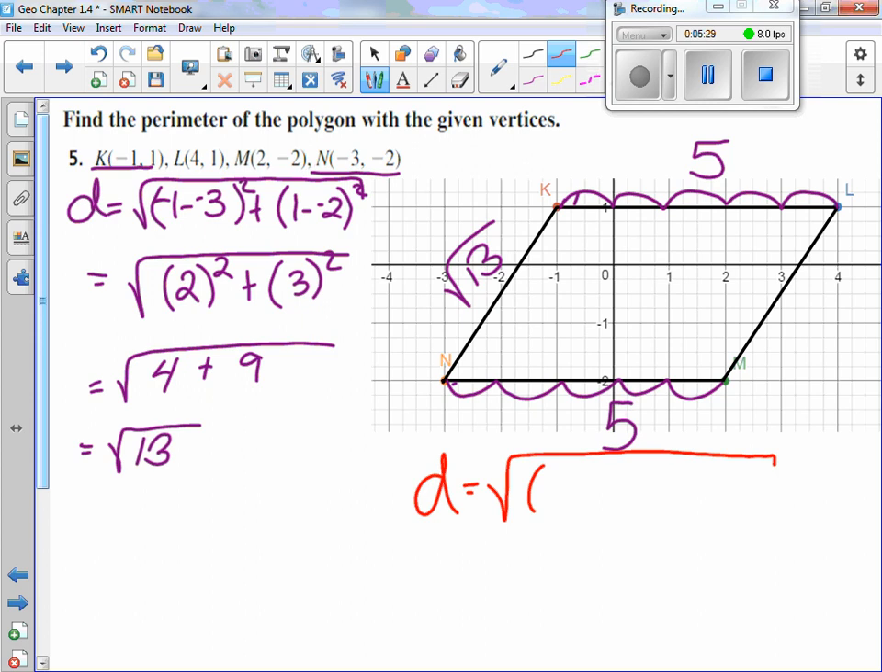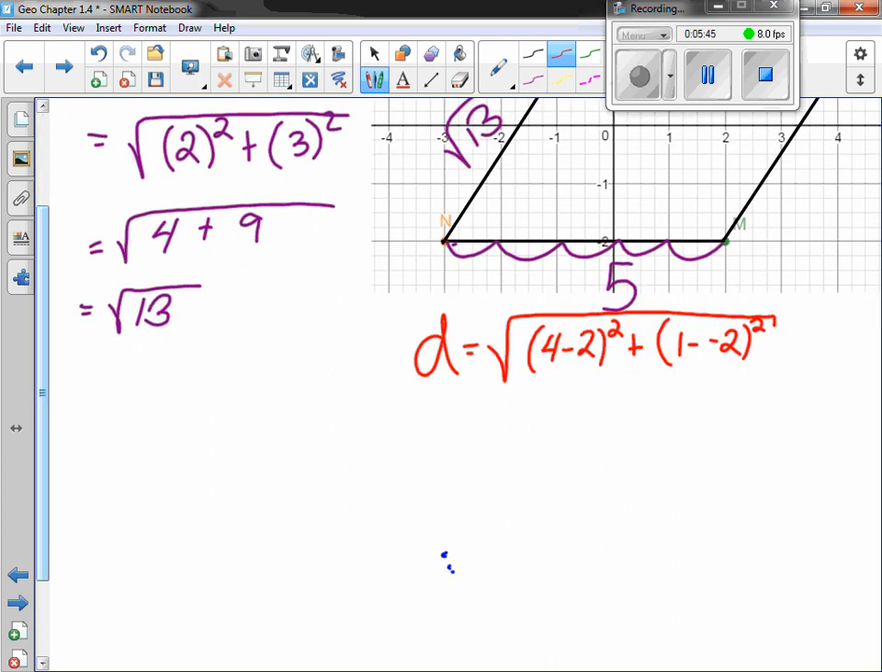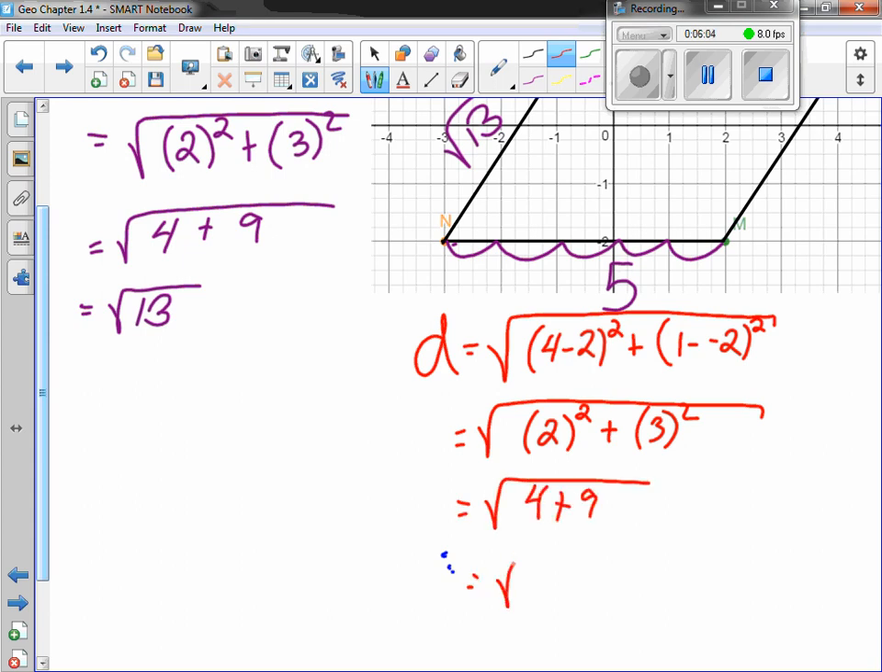So here L is 4, 1, so we have 4 minus our x value, 2, squared, plus 1 minus negative 2 squared. And again, at this point, you can plug this all into the calculator. Or I'm going to do it by hand. 4 minus 2 is 2 squared. 1 minus negative 2 is 3 squared. Hey, same thing, yes? So it does work out that it is the same. 4 plus 9 is equal to the square root of 13.